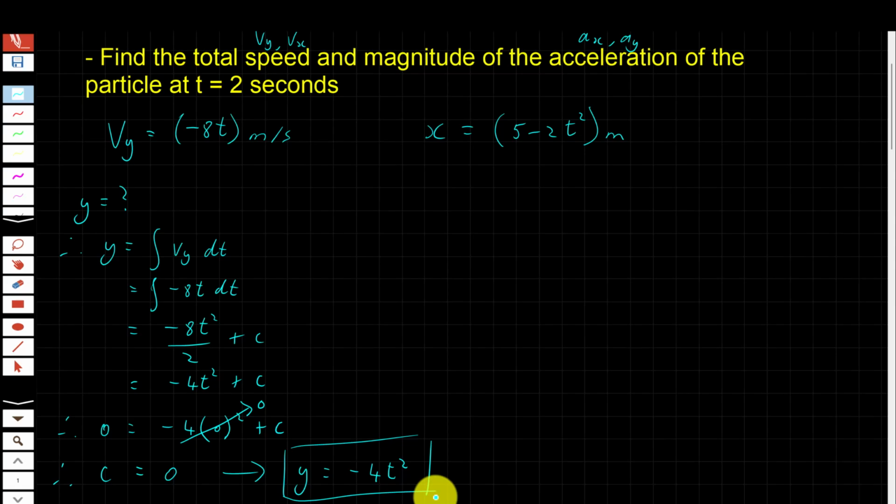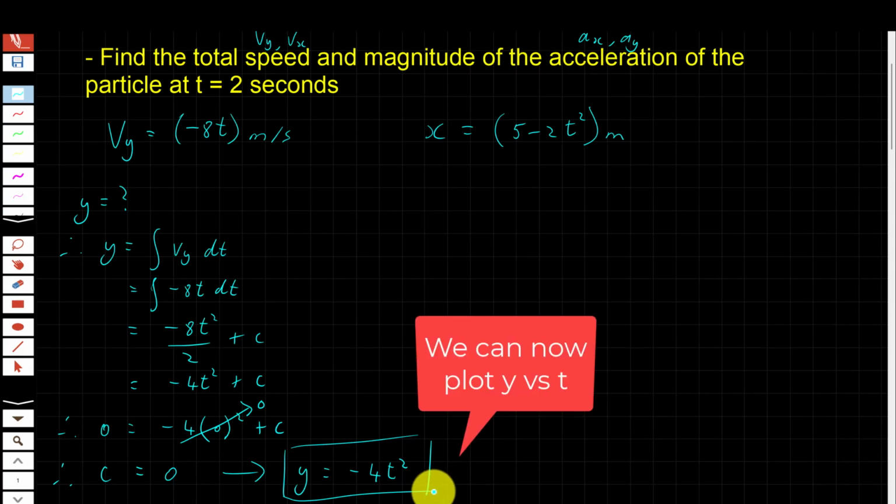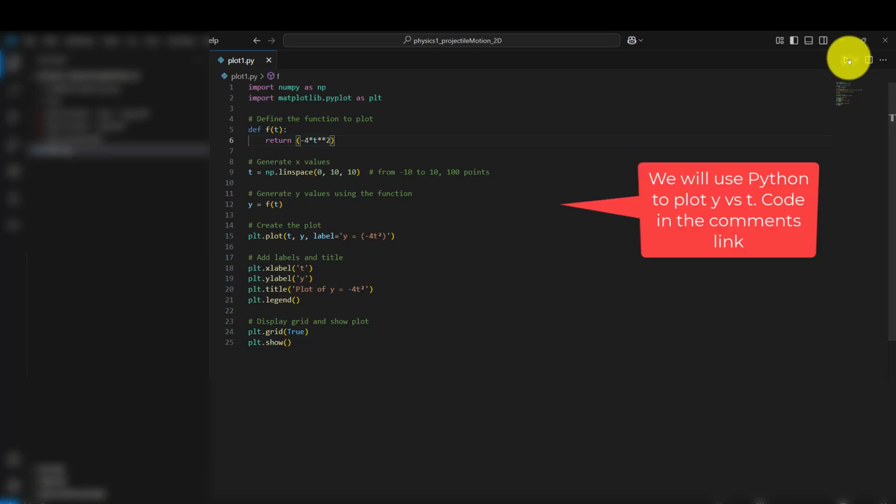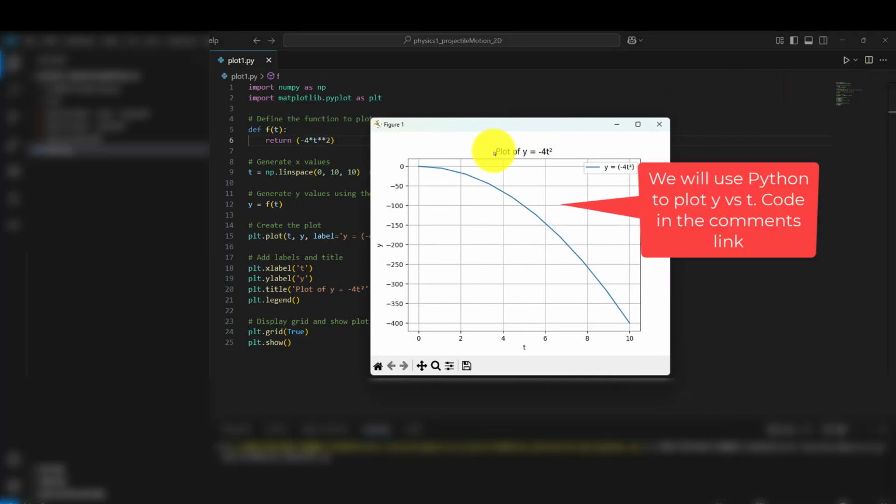So we can now plot this function, y versus t. In this particular case I've used Python to plot the function, and the code will be available in the comments section via a link to GitHub. So here is the code. We'll run this code, which will produce this plot.